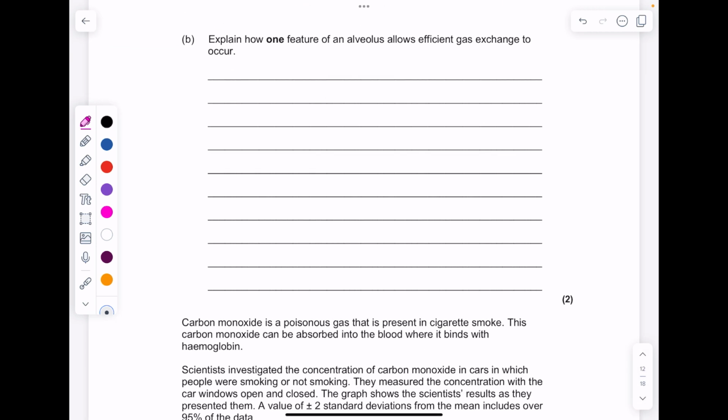Explain how one feature of the alveolus allows efficient gas exchange to occur. The alveolar epithelium is 1 cell thick, creating a short diffusion pathway.